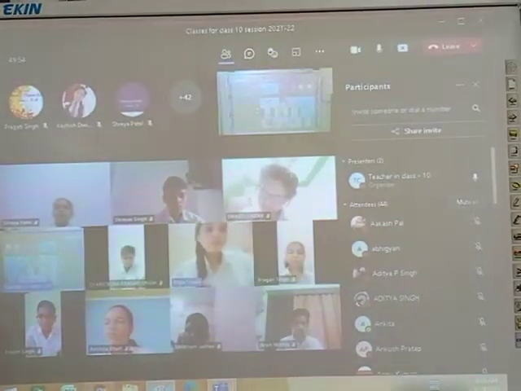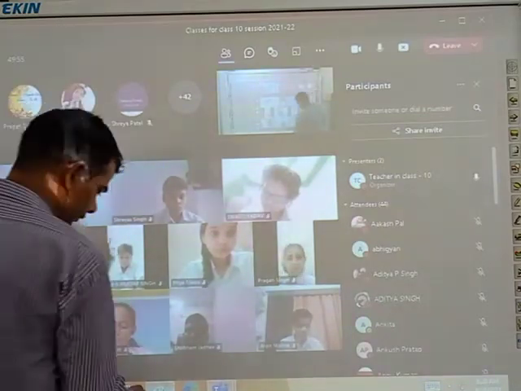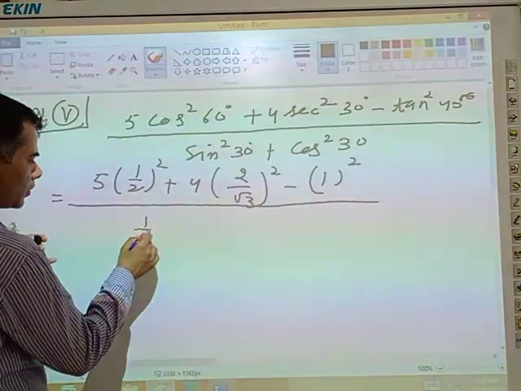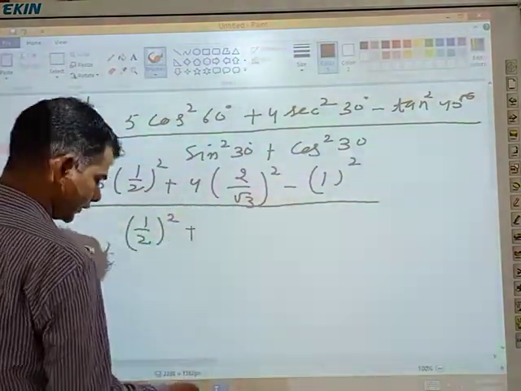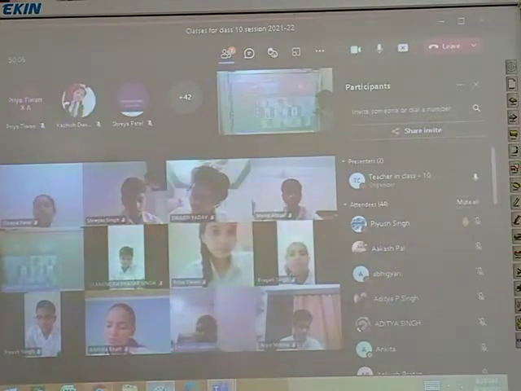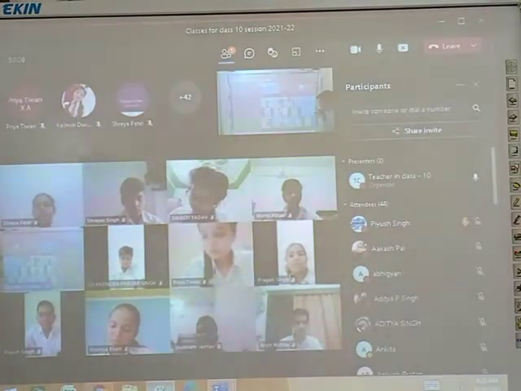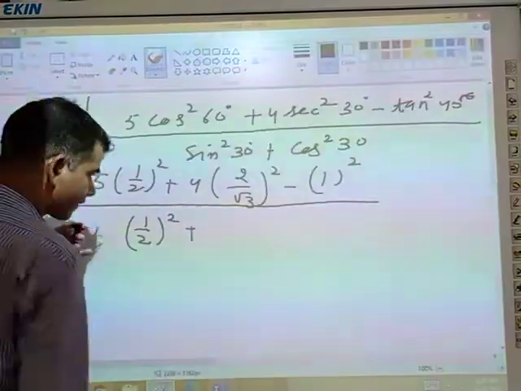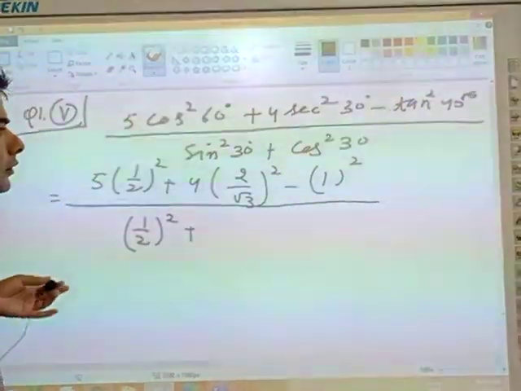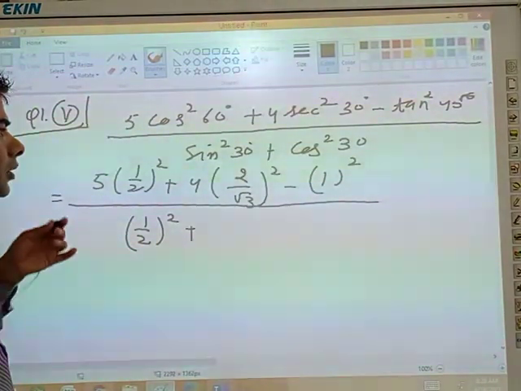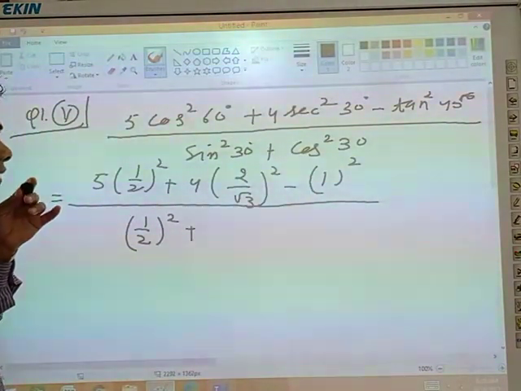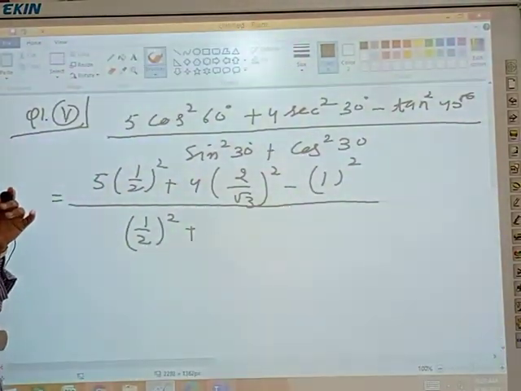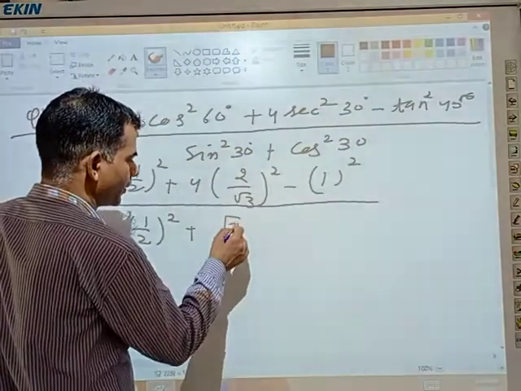Priya Tiwari, what is the value of sin 30? It is 1 by 2. Very good. Arpit Misra, what is the value of cos 30? Sir, root 3 upon 2. Very good. Root 3 by 2 square.